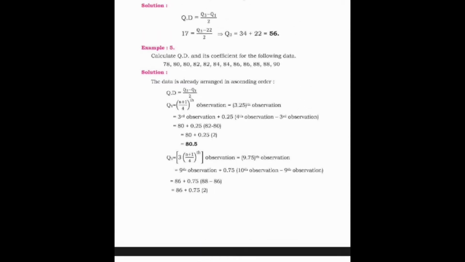Then example 5: calculate the quartile deviation and its coefficient for the following data. I will show you, this is raw data that is given. For raw data, we know how to calculate Q1, Q2, Q3. Here, for calculating the quartile deviation, you have to calculate Q1 and Q3. How many values are here? The values are 1, 2, 3, 4, 5, 6, 7, 8, 9, 10, 11, 12. 12 values are there. 12 plus 1 is 13.